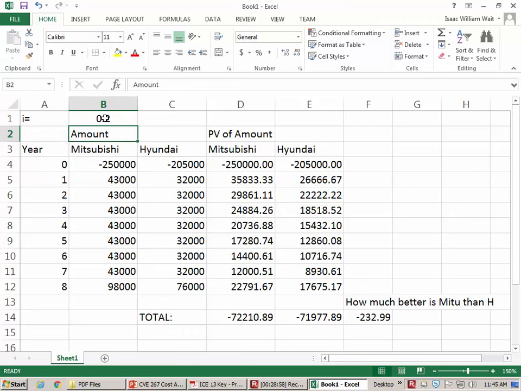What if we have 20%? Well, they're both looking pretty bad at 20% interest. If we have to borrow our money at 20% interest, then we should just walk away from this altogether, go out of business, because there's no way to make enough money.